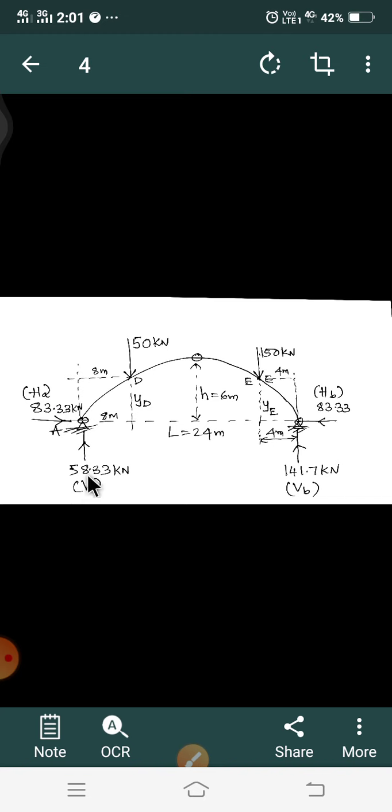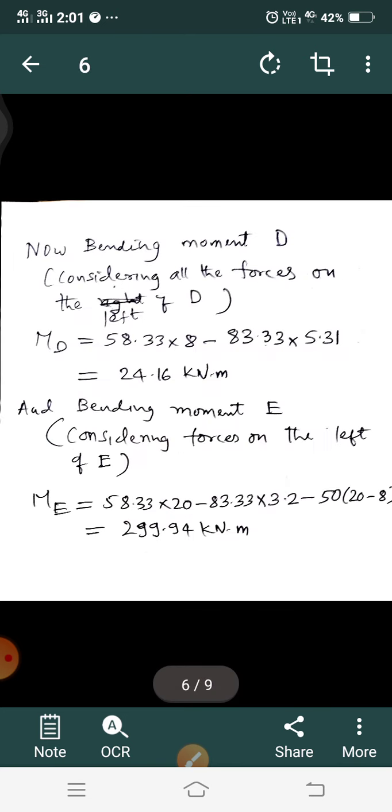So this is 58.33 into this distance 8 meter, that is one moment. One more is this force, which is also producing moment, which is 83.33 into this distance, that is YD. So only two forces are producing moment about the point D. So now you can see 58.33 into 8 minus 83.33, this is HA, into YD, which is 5.31. So this gives us a value of 24.16 kilonewton meter.